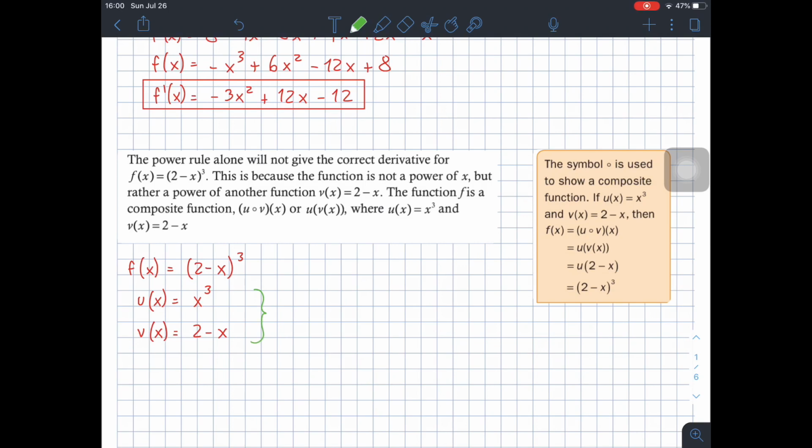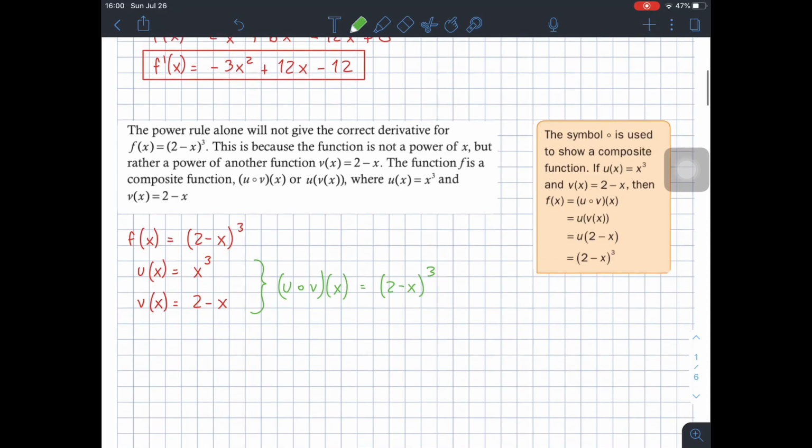If I find u of v of x, remember that means plugging function v into function u, right? So if I find that, I'm going to be doing (2 minus x) cubed, which is exactly our function f, right? So that's just a way of checking this.